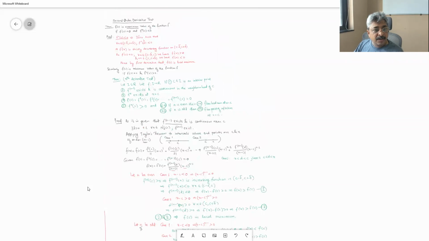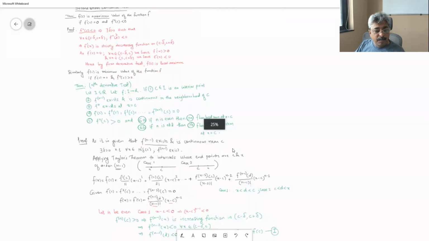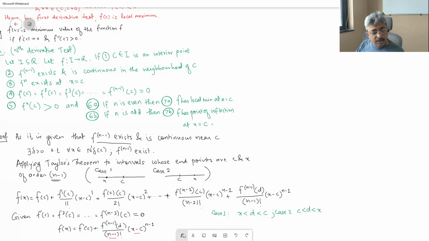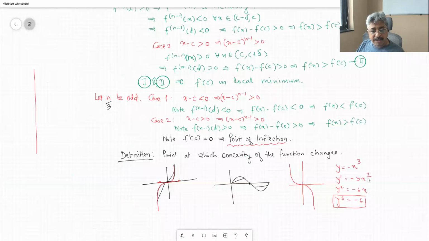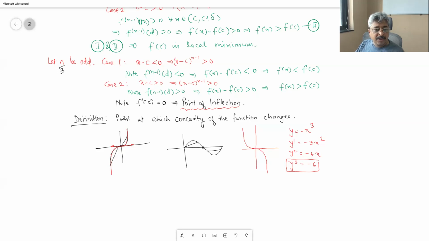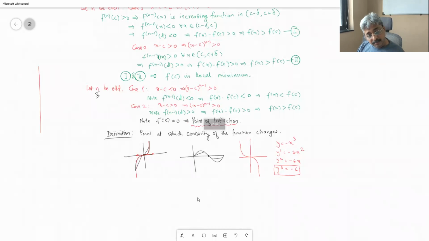If we start with fn at c greater than 0, for that we have written this. Of course there will be a parallel theorem for fn at c less than 0. The corresponding example is y is equal to minus x cube, which I have shown just now, and everything will fall in place. And this is your point of inflection. Doing that, I think this is the theory of maxima, minima, and point of inflection.